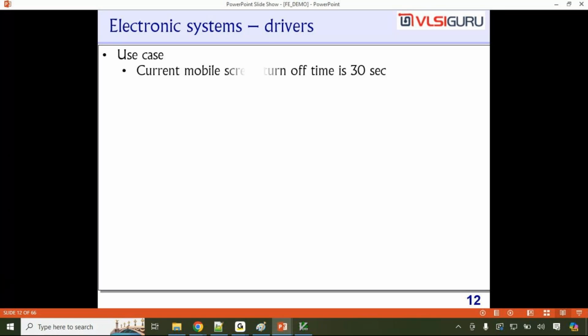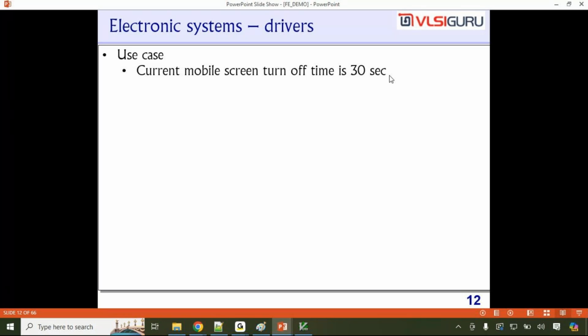So for a driver, what is the use case? Let's say in my mobile phone, the screen turn-off time is right now 30 seconds. You know what screen turn-off time is, right? If I don't do any activity, after 30 seconds it goes blank. Let's say I want to change it to 60 seconds. What do you typically do on your mobile? You go to the settings, go to display settings, then change the number 30 to 60.